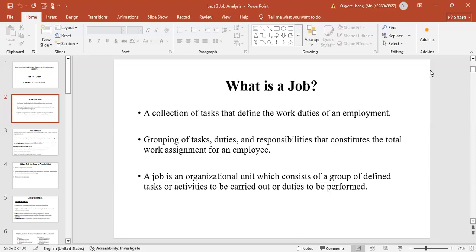Are you okay? Yes, please. So that is what is known as a job. So we know what a job is, and then we know what job analysis is.